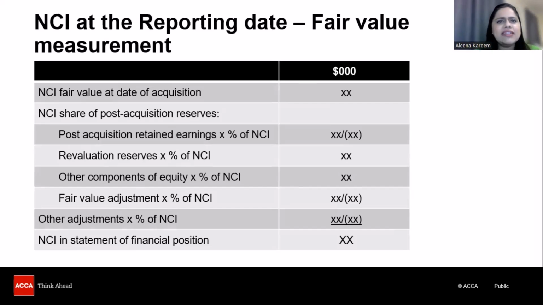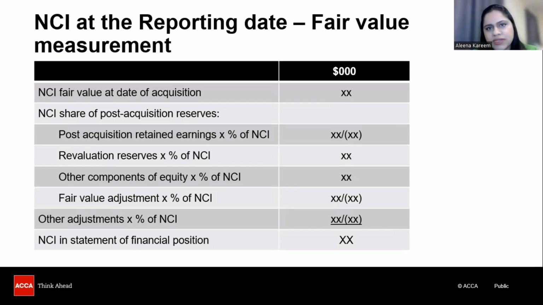But in case of NCI, we put everything in one basket. So this is our basket, which is going to be represented in the consolidated statement of financial position. So we take up the post-acquisition retained earnings, the revaluation reserve, the other components of equity, fair value adjustment, and we multiply them all with the percentage of NCI. So we identify the share of NCI, and then this basket that we have created, we put all the balances in it. There are some other adjustments also.